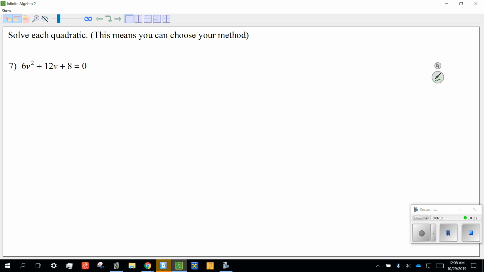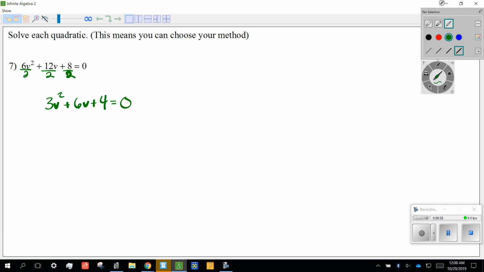Okay, so we want to factor this maybe. I don't know. We're going to do something with it. But what I see right away is that this whole thing can divide by 2 at the very least. Okay, so I can divide all these things by 2, and I get 3v squared plus 6v plus 4 is equal to 0.